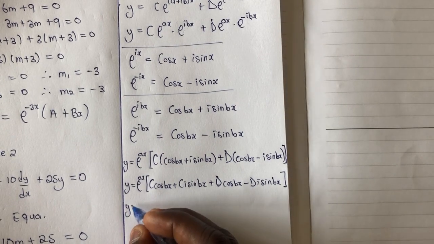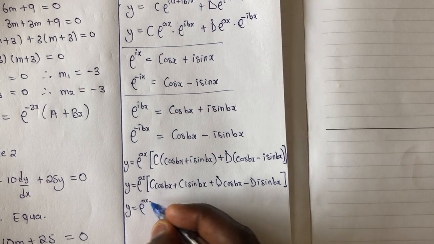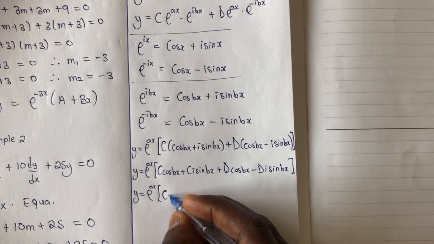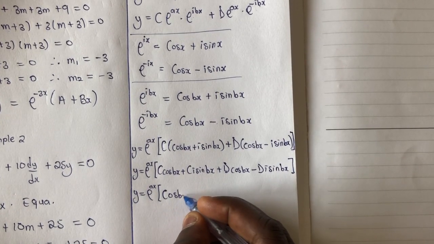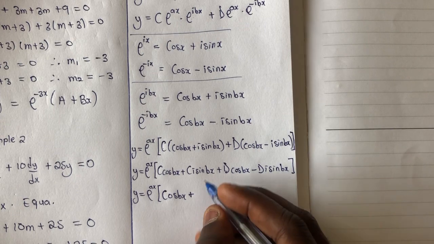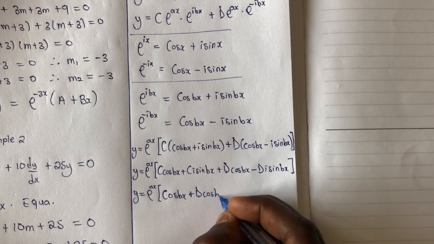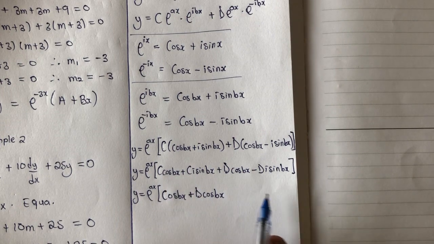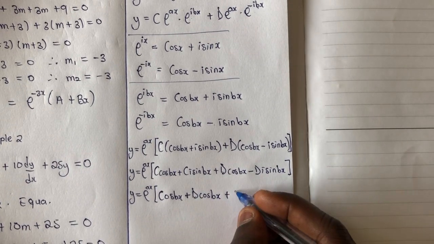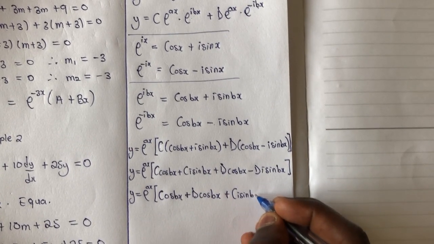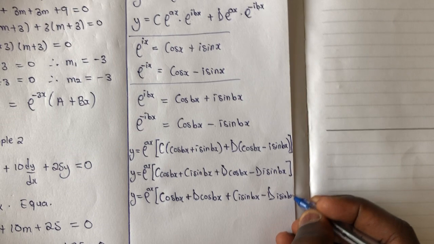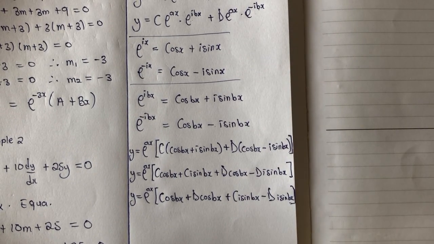So I will get y equals e raised to the power ax, bigger bracket. Then I'll have c cos bx plus d cos bx. This and this are the same, so I'm grouping like terms. Then plus, I'll take this one, c i sin bx, and this one, minus d i sin bx, and I'll close my big bracket.